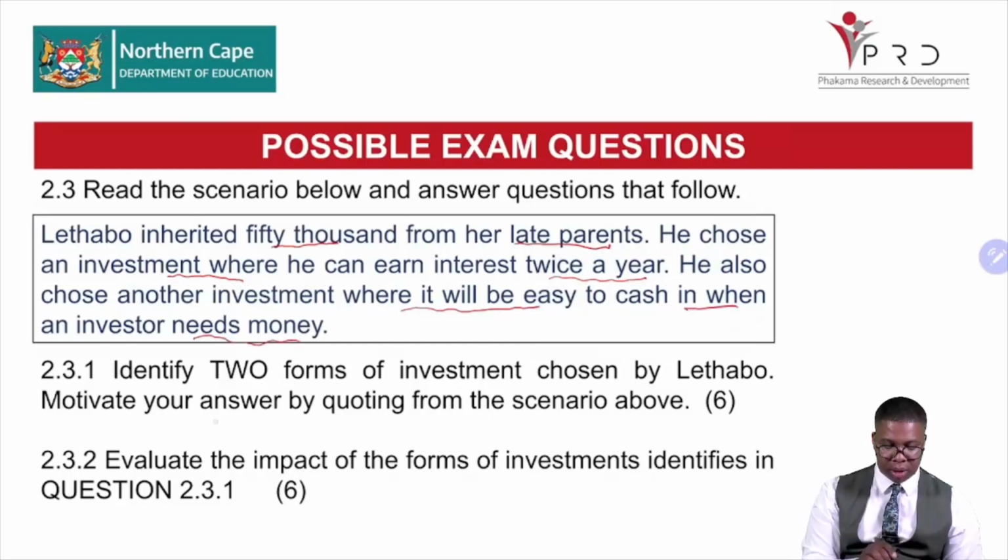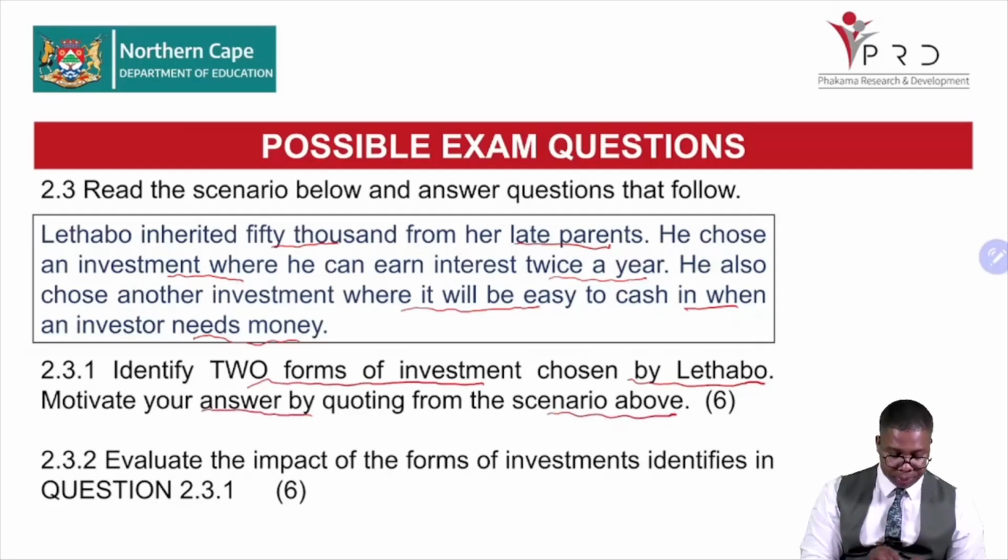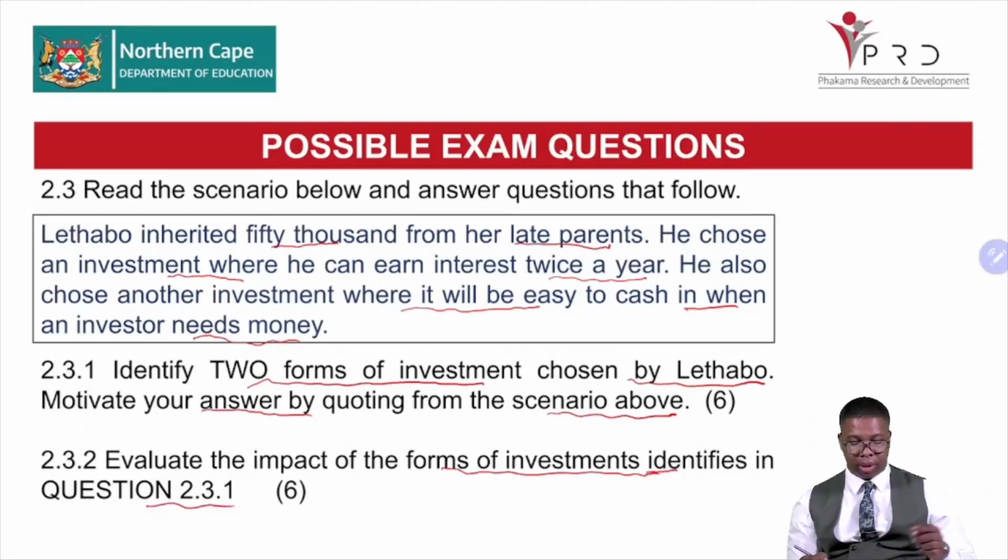Now 2.3.1 says, identify two forms of investment chosen by Lebu and motivate your answer by quoting from the scenario. And then 2.3.2, evaluate the impact of the investment forms identified in question 2.3.1 for 6 marks.